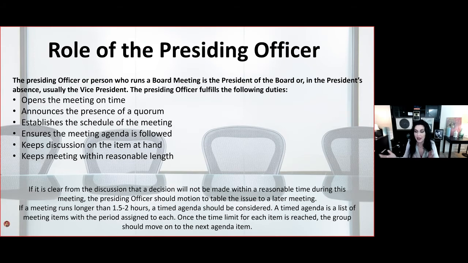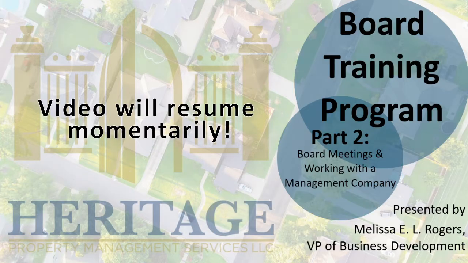Okay, so we're going back to the role of the presiding officer. The presiding officer runs the board meeting. It's often always the president. If it is not the president, the board meeting minutes must state that it is the VP or the secretary running instead of the president due to their absence. Okay, the presiding officer's duty is to run that board meeting.